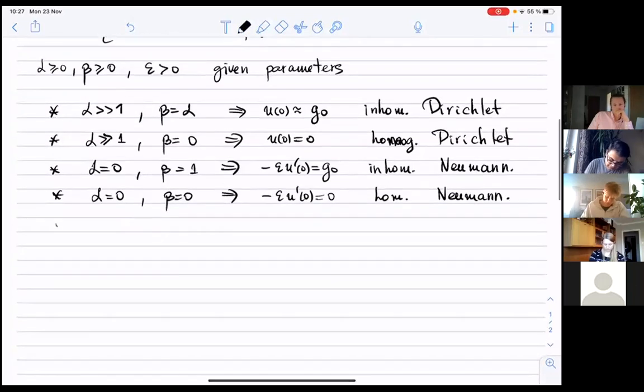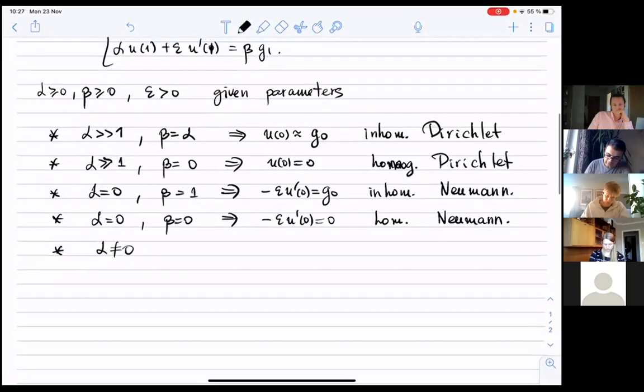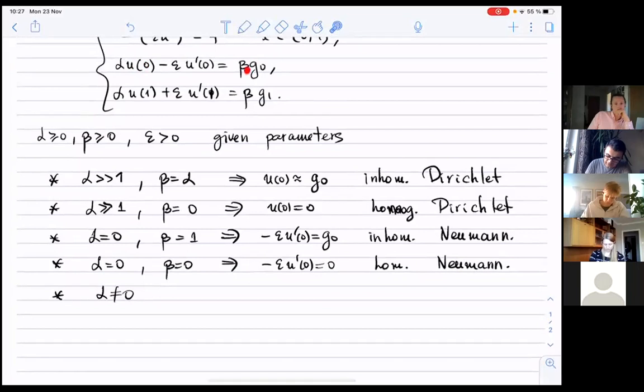And the last one, so when alpha is not 0, it doesn't matter what is your beta. Beta could be 0, non-zero. But the point is, on the left, we have a linear combination of u and u prime. So this is a mixed boundary condition, or it's usually called Robin boundary condition.